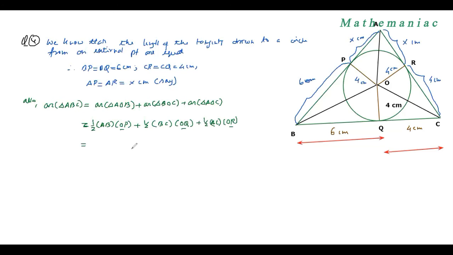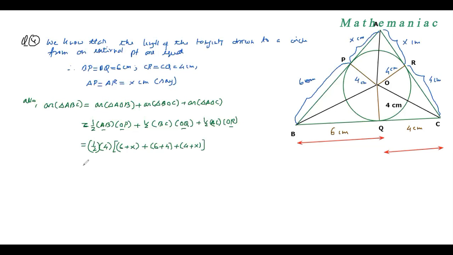Now you can see each of this OP, OQ and OR. Therefore, I can take common. Half is also there. I can take common. So half R into measurement 4. I could have written directly this as 2 only. Now you write the measurements of AB. What is AB from the figure? It is, look at the figure, it is 6 plus x. BC is 6 plus 4 and AC is 4 plus x.